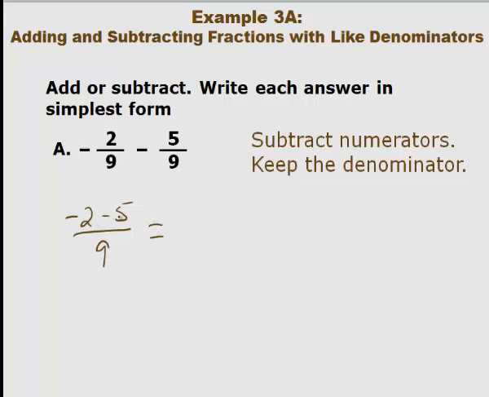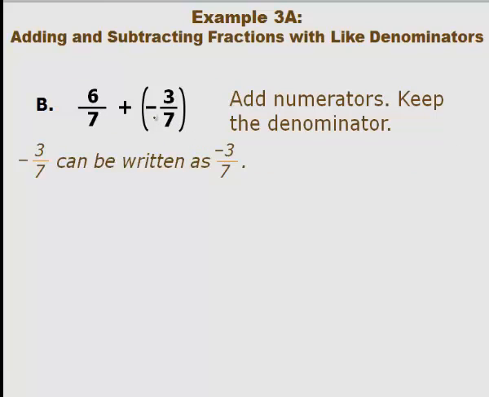If you owe 2 and you owe 5, you're going to owe money. And you're going to owe $2 plus $5, so you're going to owe $7 over 9. Owe 2, owe 5, signs are the same, so we add them, and we keep the denominator. Let's try the next one.